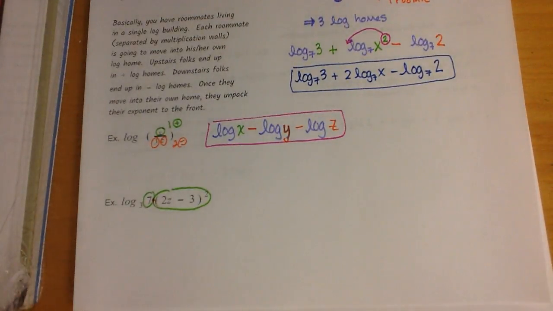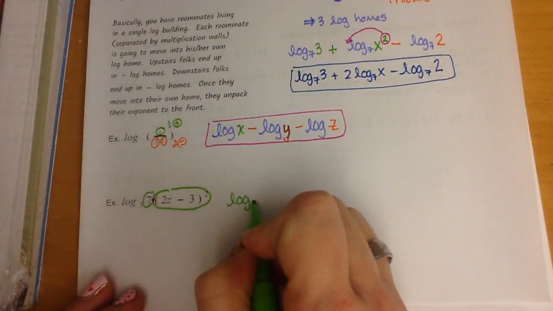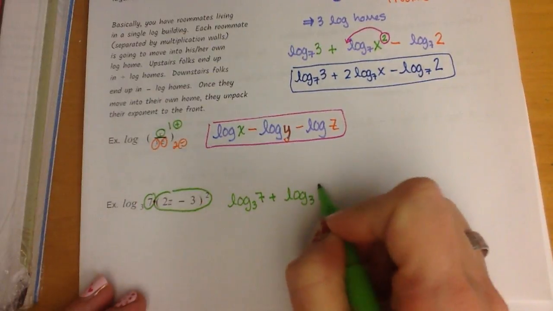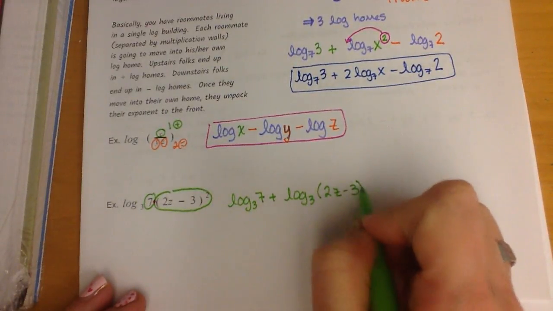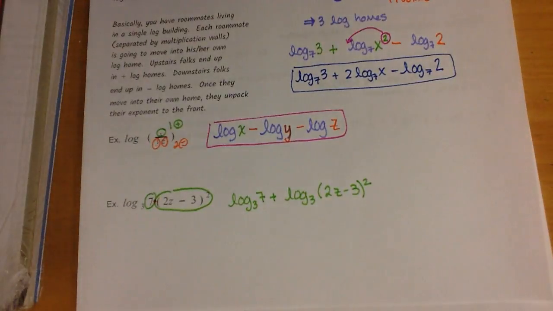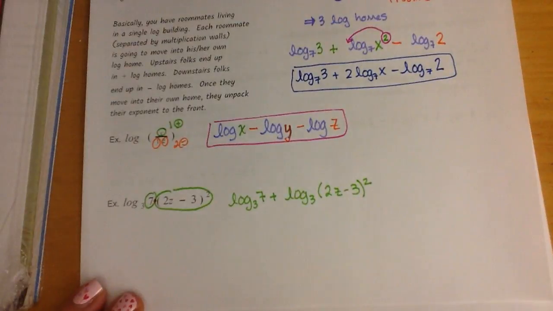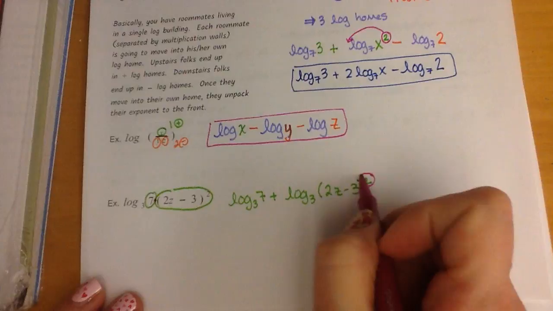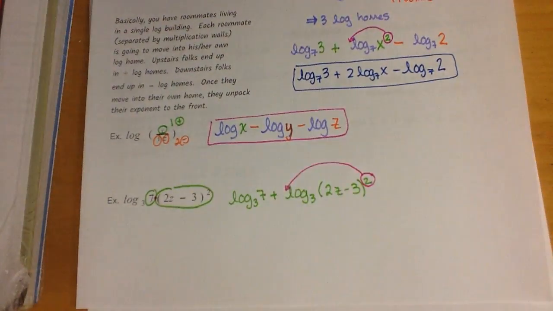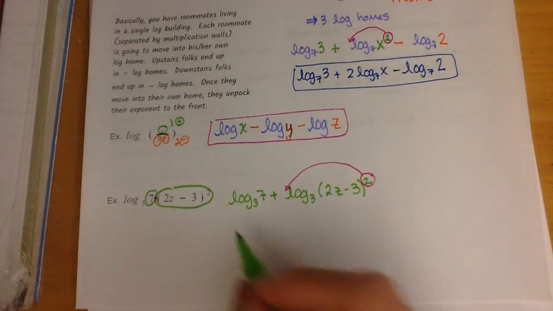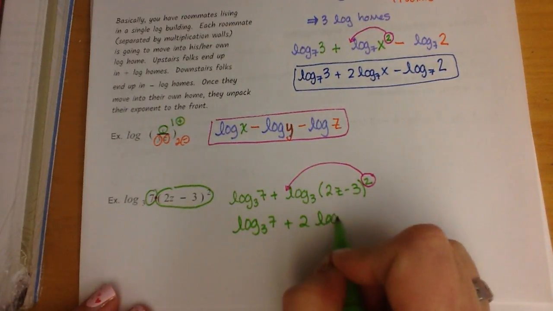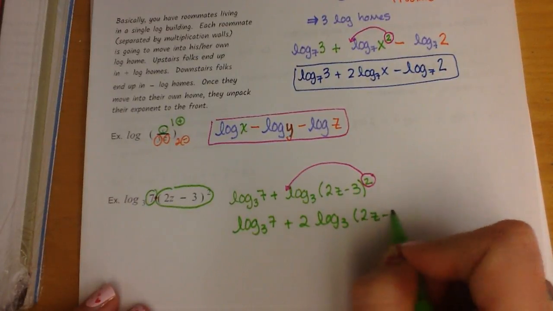So I'll have log base 3 of 7 plus log base 3 of (2z minus 3) squared. Now we want to check to see if anyone has anything to unpack. The 7 has an exponent of 1, so we don't need to unpack that. But this parenthesis has an exponent of 2, so we can unpack that to the front. So then we have log base 3 of 7 plus 2 log base 3 of (2z minus 3).